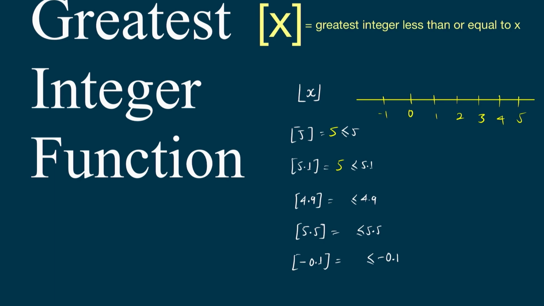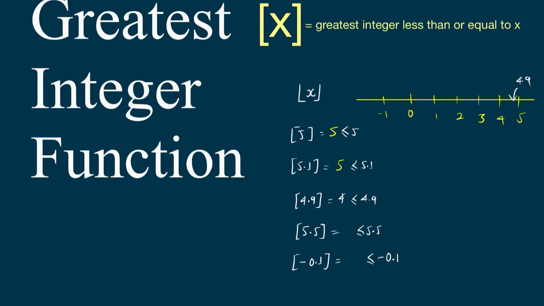Now here in the next number, that is floor of 4.9. 4.9 will lie somewhere over here on the number line. Now there are many integers which are less than or equal to 4.9, but which one is the greatest among them? Obviously 4 is the greatest integer which is less than or equal to 4.9, and hence the answer will be 4 here.